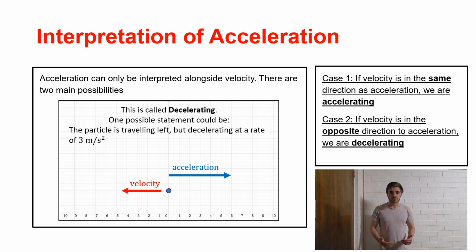If we assume some numbers, we could explain this scenario by saying that the particle is moving to the left, but it's decelerating at a constant rate of 3 meters per second squared. It's just the same thing as the brakes on a car. Imagine a car is driving towards the right at some velocity, let's call it 60 kilometers an hour.